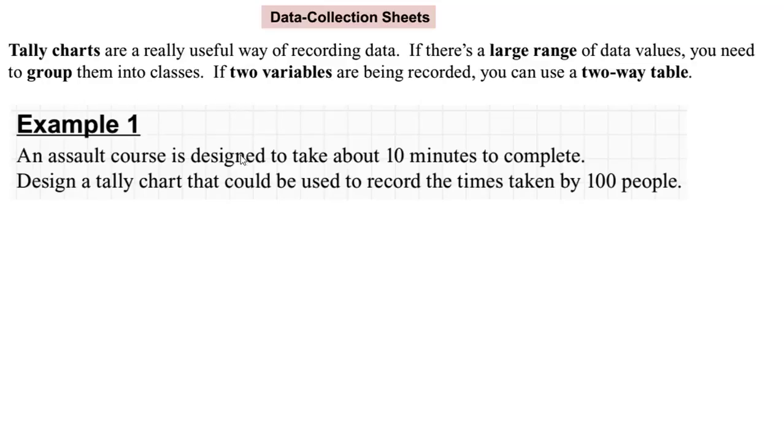An assault course is designed to take about 10 minutes to complete. Every single person doing this course, it's basically like an online quiz, will take about 10 minutes to complete. Now, design a tally chart that could be used to record the times taken by 100 people. So you've got 100 people in front of you, and you want to time how long each person is taking, and you're going to record that. Now, you're going to use a tally chart. The tally chart is the first data collection sheet we're talking about here.